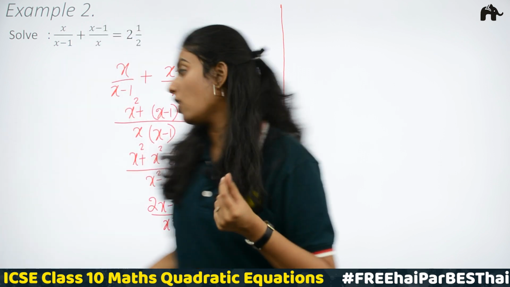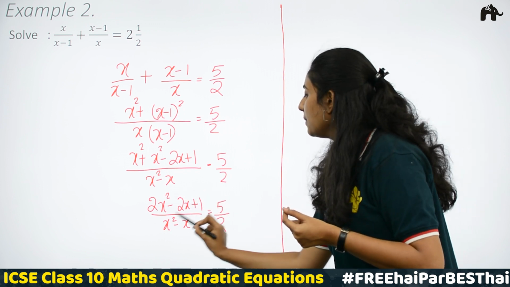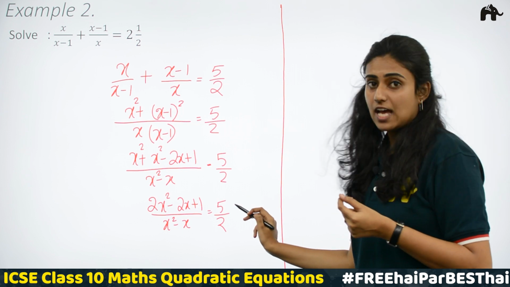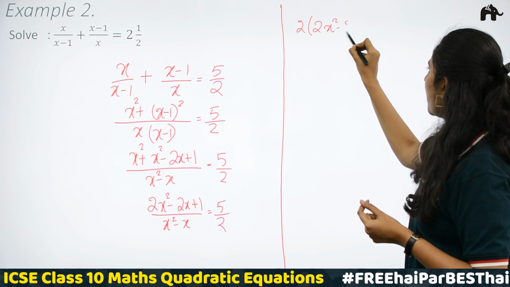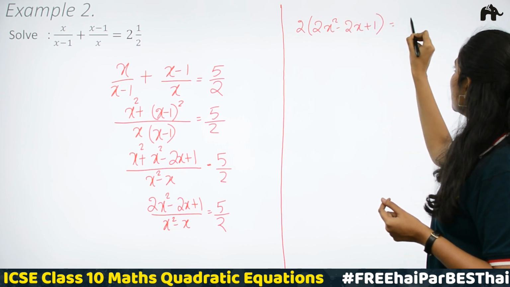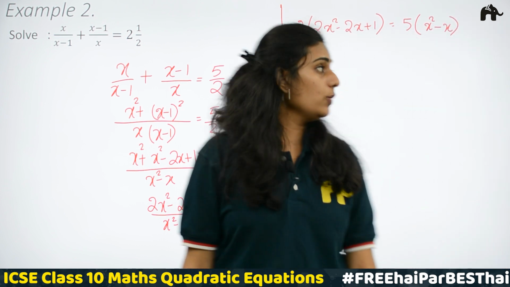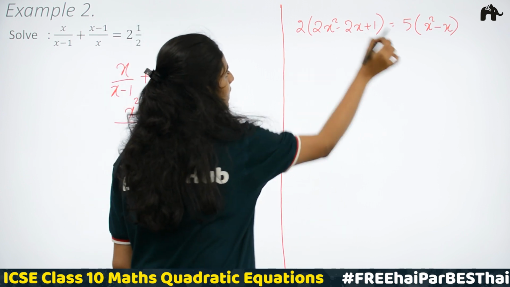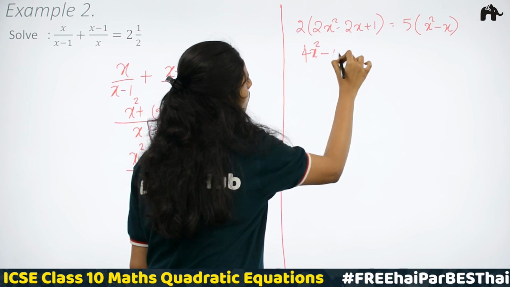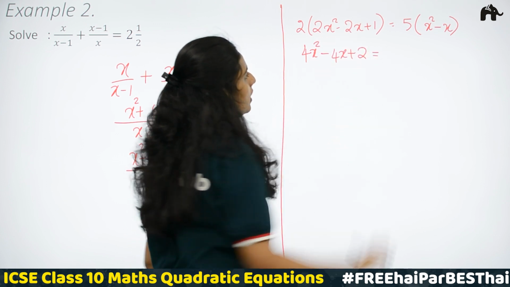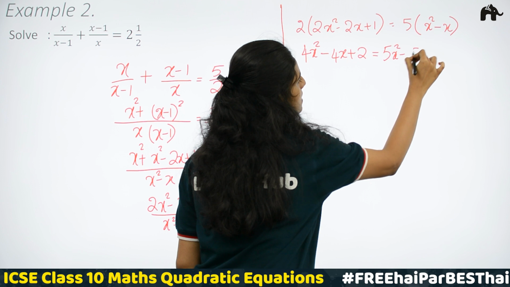Next step, we can cross multiply this. 2 is taken to the numerator. x square minus x is taken to the numerator on the RHS. Okay. That is 2 into (2x square minus 2x plus 1) is equal to 5 into (x square minus x). Removing the brackets and multiplying, we get 4x square minus 4x plus 2 is equal to 5 into x square minus x, which is 5x square minus 5x.